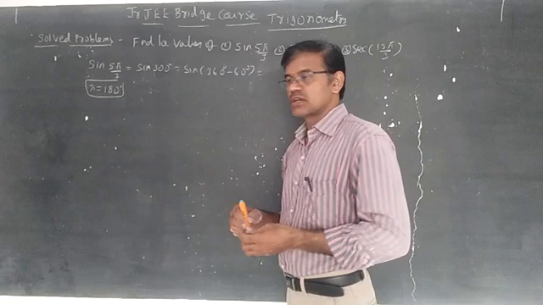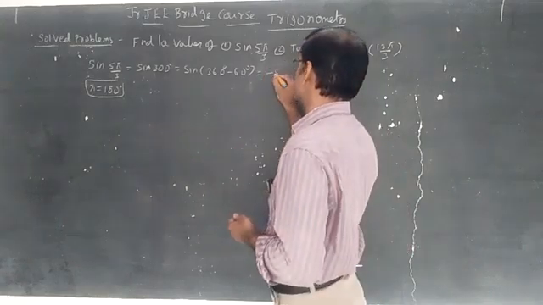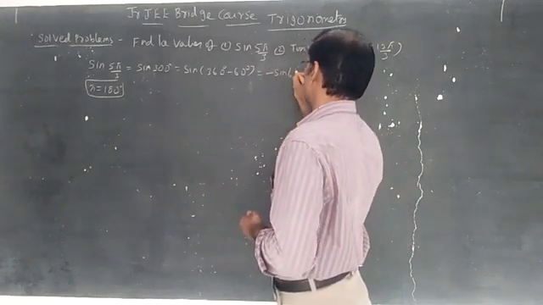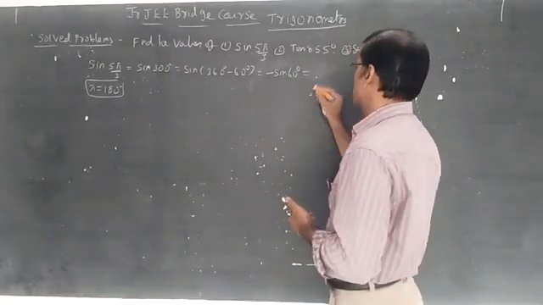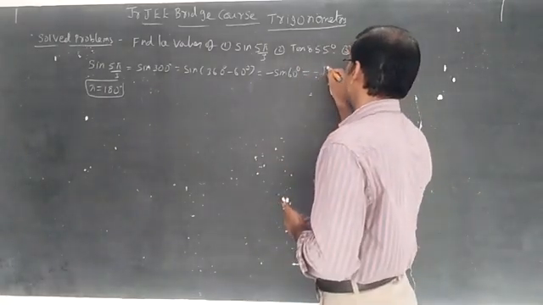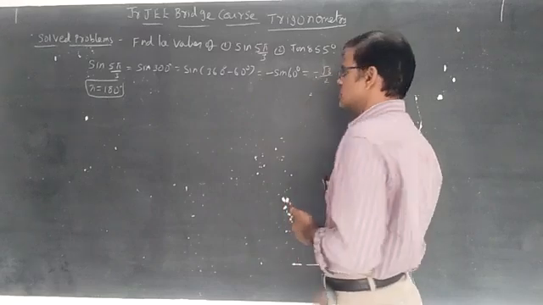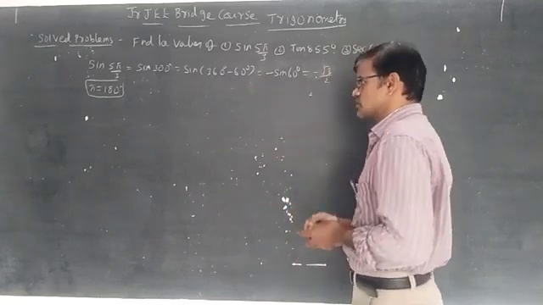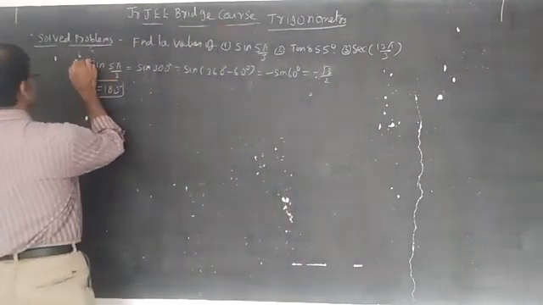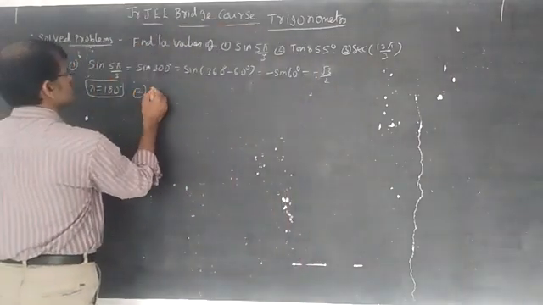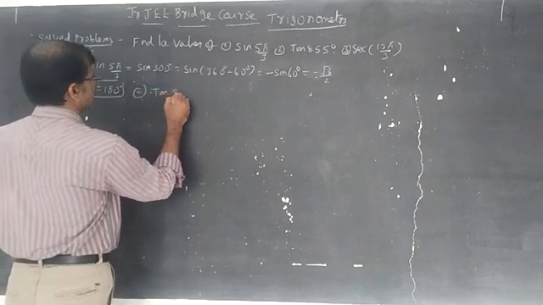Whenever 360 is there, the trigonometric functions will not change to their respective co-functions. So simply you can write minus sin 60. We have drawn the table and found the value of sin 60 is root 3 by 2. Whenever minus is there, simply put minus root 3 by 2. This is the first question. Second question, tan 855 degrees.